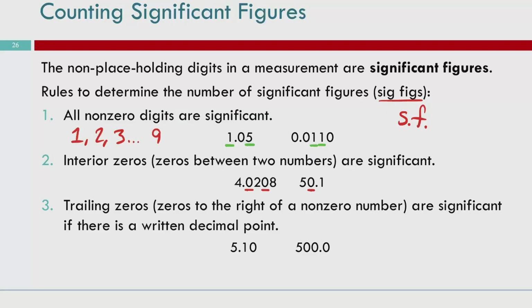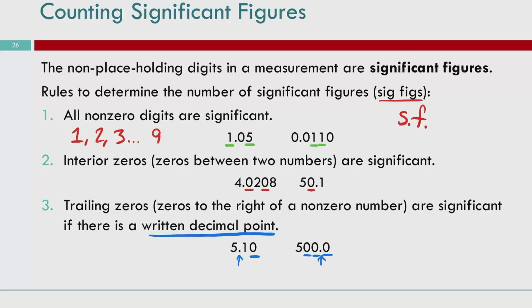We also have trailing zeros, zeros to the right of a non-zero number. These are sometimes significant. The case where they are significant is if there's a written decimal point. So all of these zeros, because we have a written decimal point, those zeros are significant.